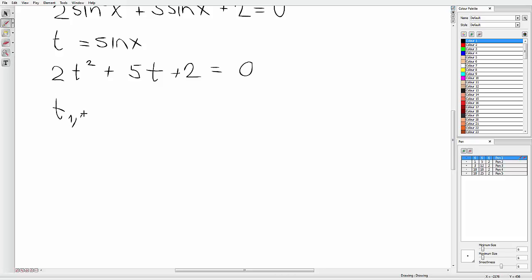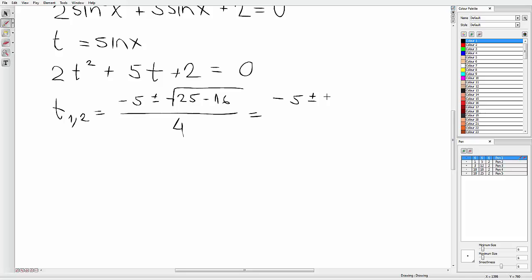Well, t1,2 is equal to minus 5 plus or minus square root of 5 squared, that's 25, minus 4 times 2, that's minus 16, and all that divided by 2 times 2, that's 4. Okay, and we have right now minus 5 plus or minus square root of 9, that's 3, divided by 4. Okay, so t1 is equal to minus 5 plus 3, that's minus 2, divided by 4, well, that's just minus 1/2. And t2 is equal to minus 5 minus 3 divided by 4, that's minus 8 divided by 4, that's minus 2.